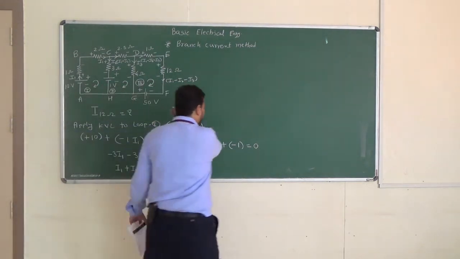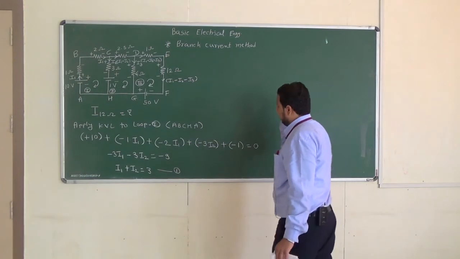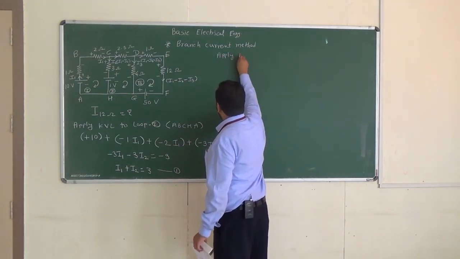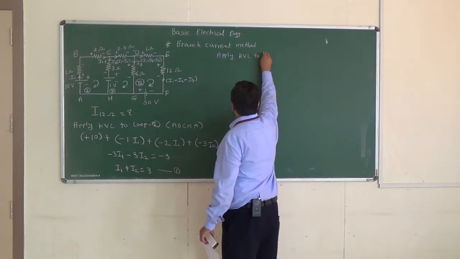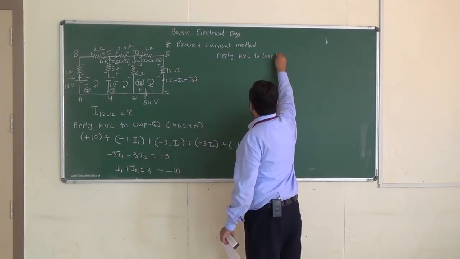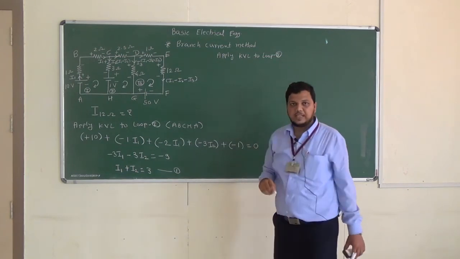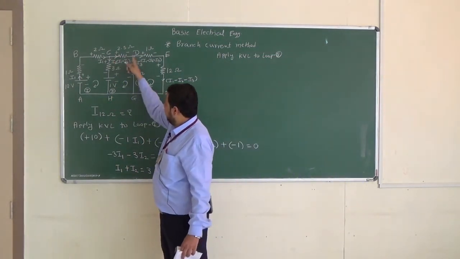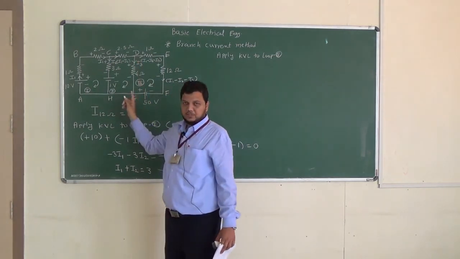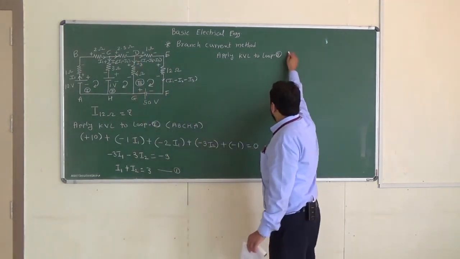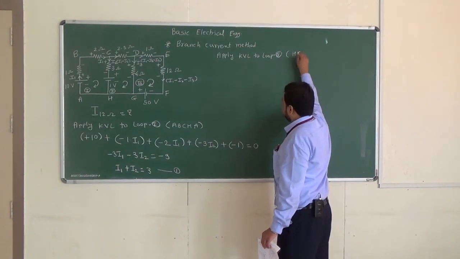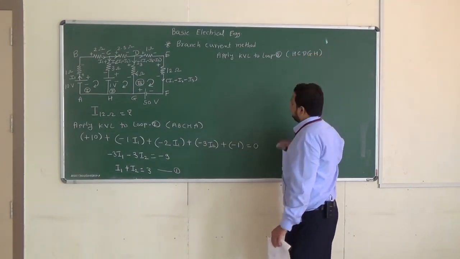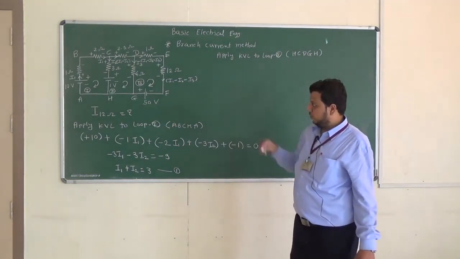Now similarly we have to apply KVL for 2 more loops. Okay, now we will apply KVL to second loop. So apply KVL to loop 2. Now what is the second loop? Here as you can see, H, C, D, G, H. So that is our second loop. So in bracket I will write H, C, D, G, H. Okay, so we should apply KVL to that particular loop.